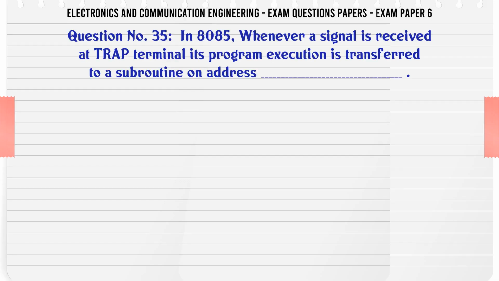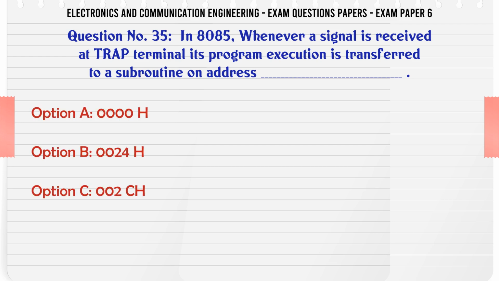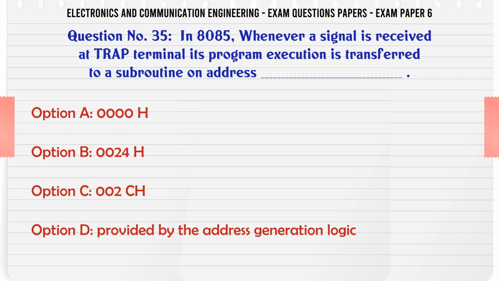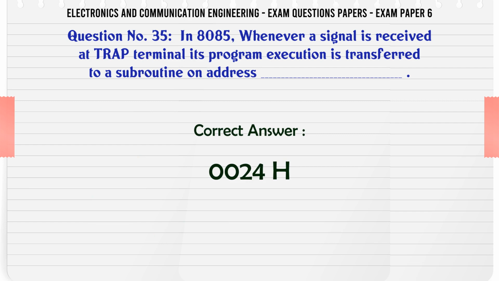In 8085, whenever a signal is received at trap terminal, its program execution is transferred to a subroutine on address A) 0000H, B) 0024H, C) 002CH, D) provided by the address generation logic. The correct answer is 0024H.